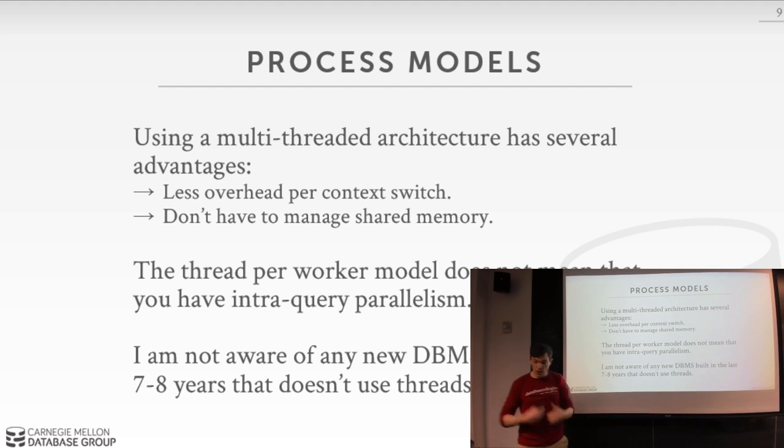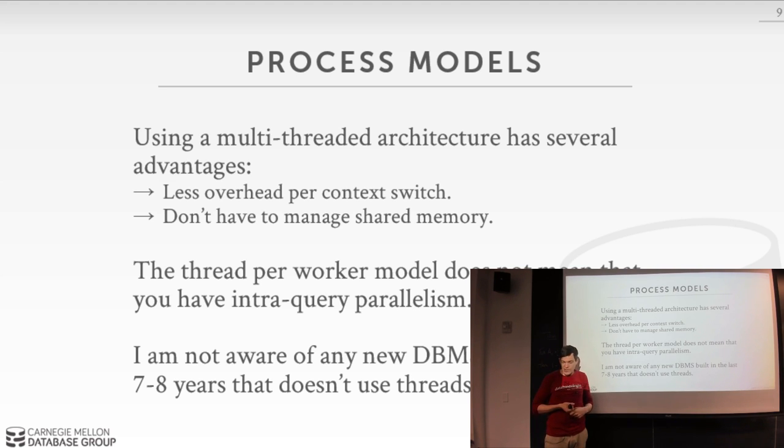And in fact, when we started building Peloton, we were also based on Postgres, and so we had this problem of we were using a process per worker. And we wanted to get away from that because we wanted to be able to do multi-threaded queries. So the first summer when we started working on the system, we basically went through and rewrote our system based on Postgres to use multiple threads instead of multiple processes and got rid of shared memory entirely. This is another conversation for another time.